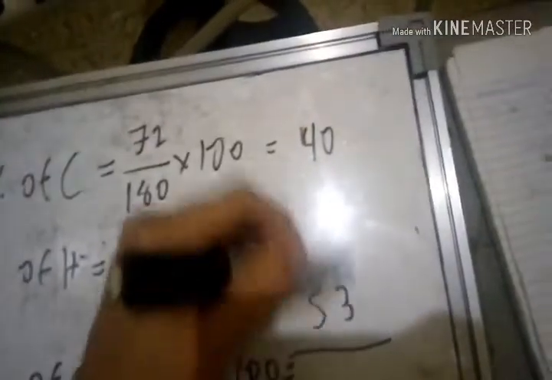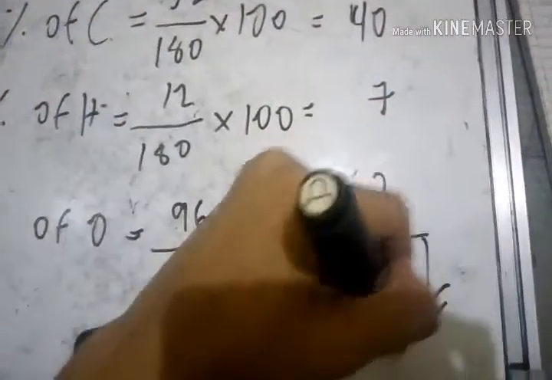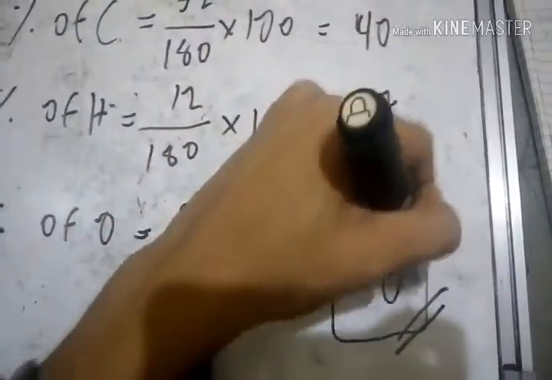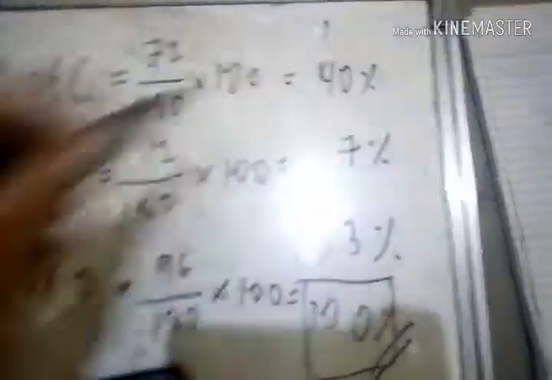Now let's add 40 plus 7 plus 53. So 7 plus 3 is equal to 10. And 4 plus 5 is equal to 9, carry the 1 is equal to 10. So that is the percentage composition of the compound glucose. We have 40% carbon, 7% hydrogen, 53% oxygen.